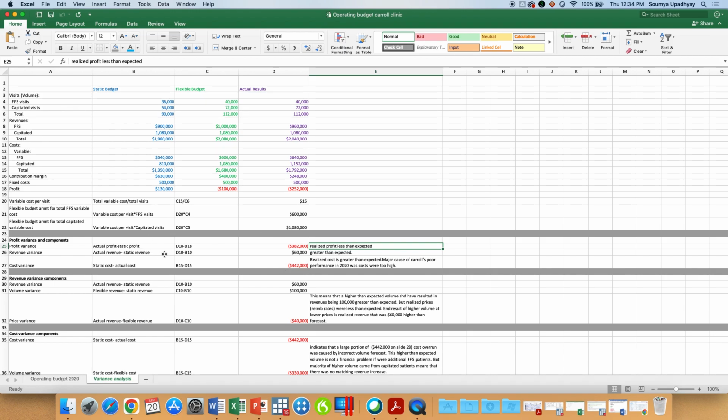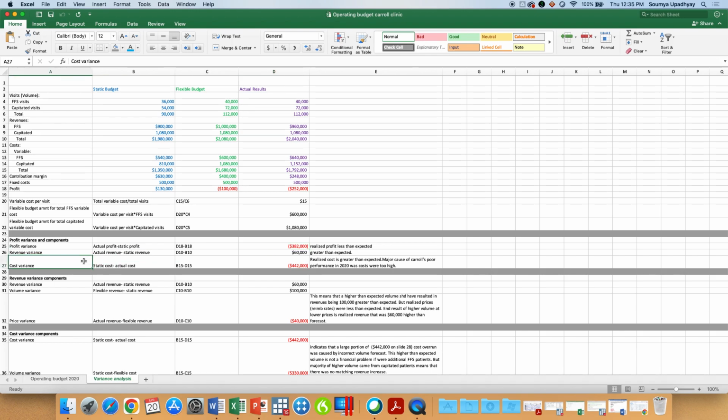Revenue variance is actual revenue minus static revenue. So that's D10 minus B10, which you can look here, and that gives us 60,000. So the revenue is greater than expected, and that's why we are getting a positive 60,000. When the variance is positive, it means that it's greater than expected. When the variance is negative, it means that the realized profit is less than expected.